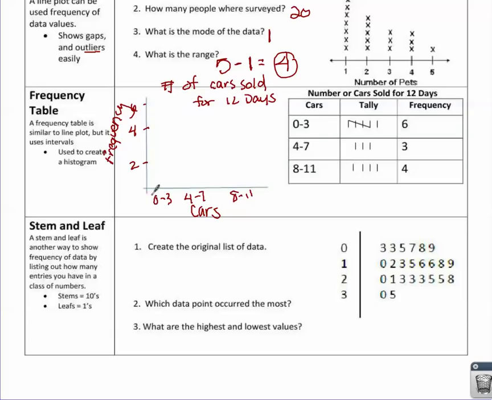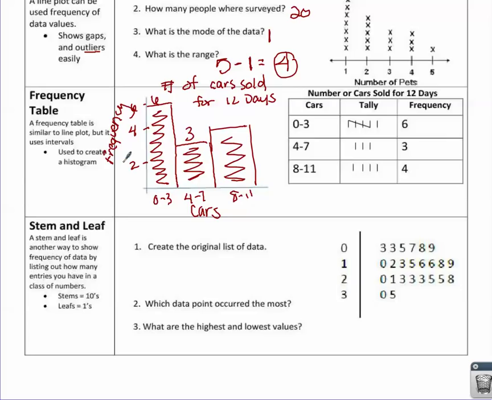So in creating your frequency table, your histogram, in the interval 0 to 3, I had 6 cars sold. In the interval 4 to 7, I had 3 cars sold. And 8 to 11, I had 4 cars sold. You can see I didn't have any gaps in between my bars. That represents a histogram. And I even labeled the top of each of my bars to note how many are there.